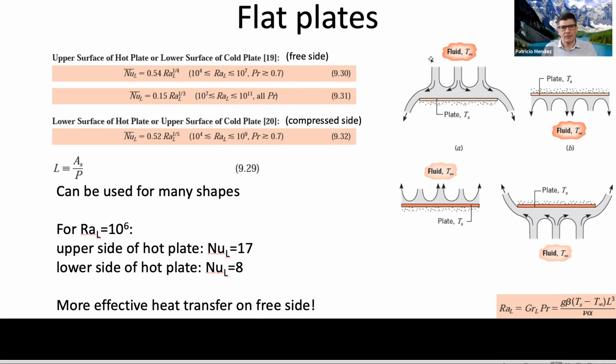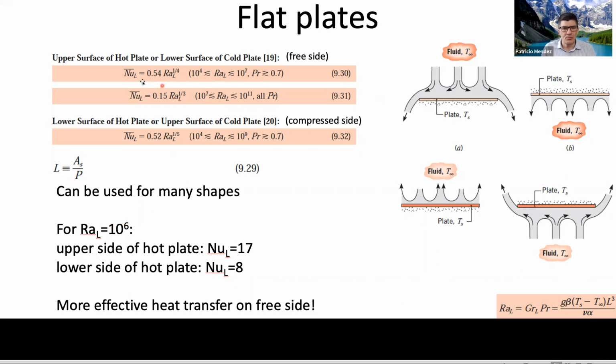Something that is to be expected is what side of the plate will lose more heat, the top side or the bottom side. Say that the plate is hot, so the top side is a free flow going up, and the bottom side is a flow that is developing a boundary layer as the hot fluid comes in contact with the plate. The one that has a cleaner flow, that is at the bottom, tends to have a lower convection coefficient.